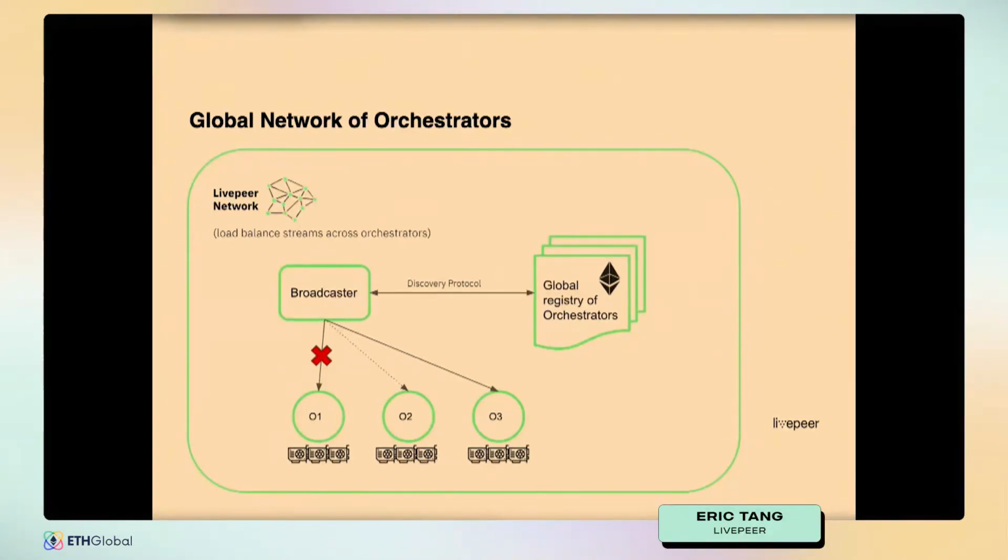Right now, there are about 100 participating nodes on the network. A lot of these nodes are professional data centers around the world. There are up to about 70,000 GPUs in the network processing video at any given time, right?